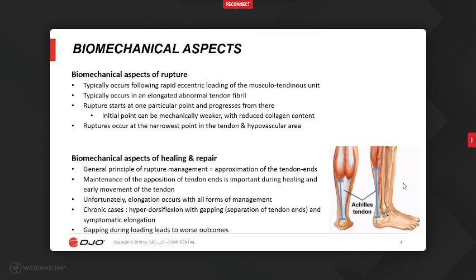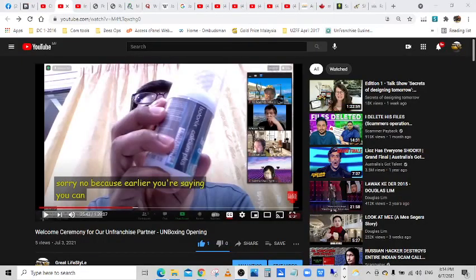And in chronic cases there is often a hyperdorsiflexion also with gapping, and gapping is separation of the tendon ends and a symptomatic elongation. And when there is this gapping during loading, this leads to worse outcomes.